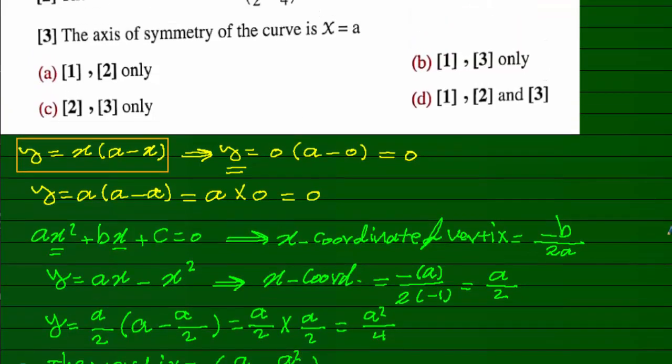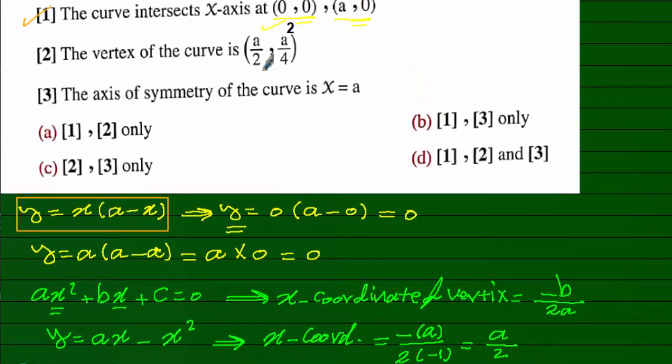So back to the question here, we have the vertex a over 2 and a square over 4. So this is also a right statement. 3. The axis of symmetry of the curve is x equals a. It is a wrong statement.